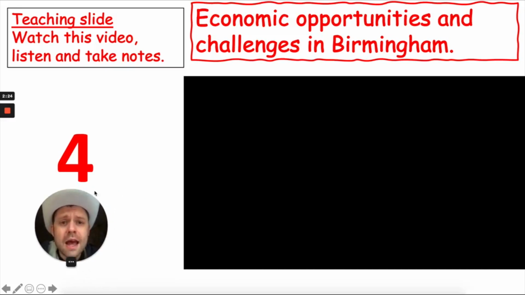And this is economic, which is to do with jobs and money, opportunities, good things, like jobs being created, and challenges, bad things, maybe high costs of housing or deindustrialisation, which led to people losing their jobs in our city of Birmingham.